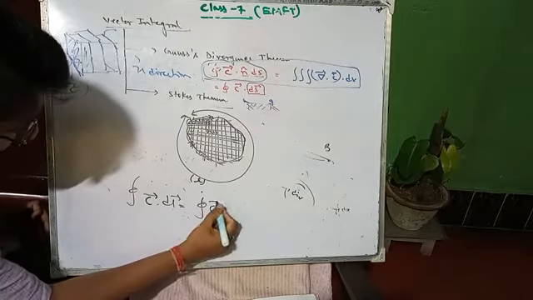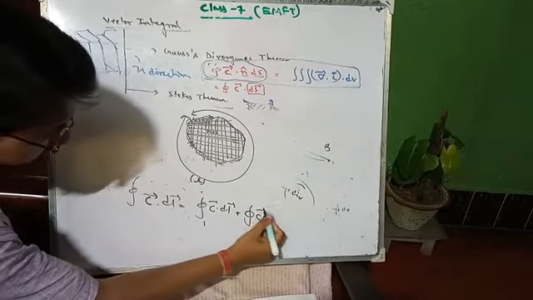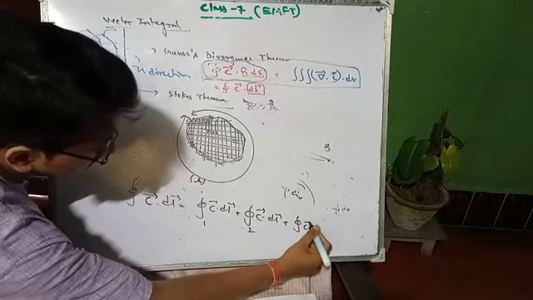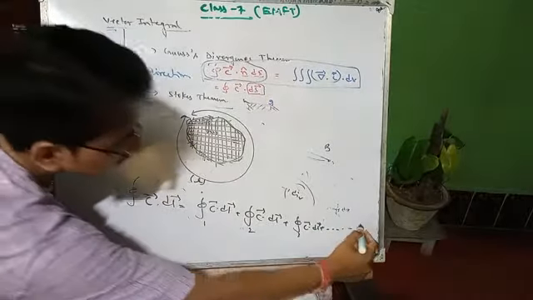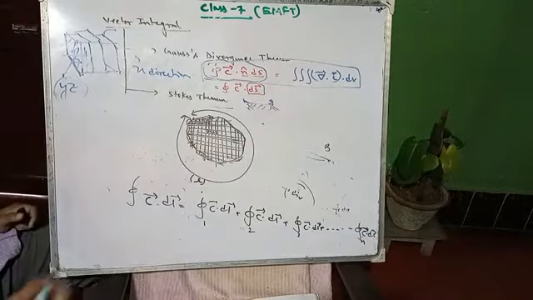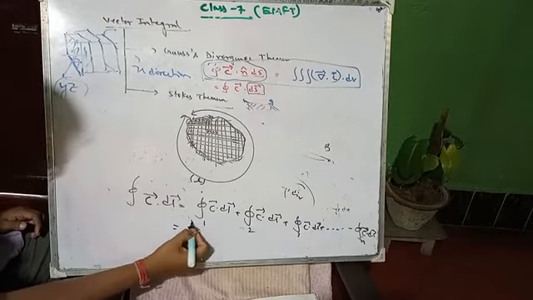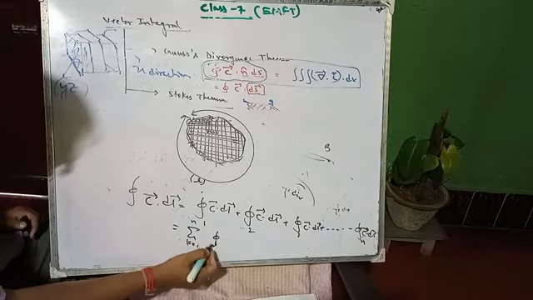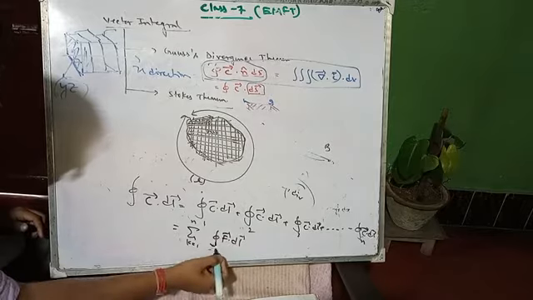C vector dot dl vector over the first one, plus C vector dot dl vector over the second one, plus C vector dot dl vector over the third one, plus and so on up to C vector dot dl vector over the nth one. So how can we express it? Summation of k equals 1 to n of the closed line integration of f dot dl over k.